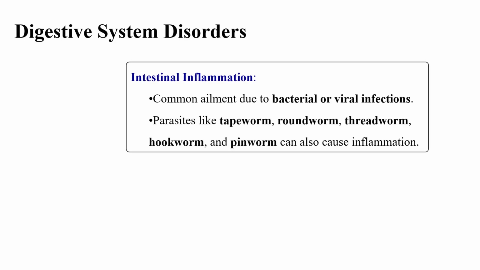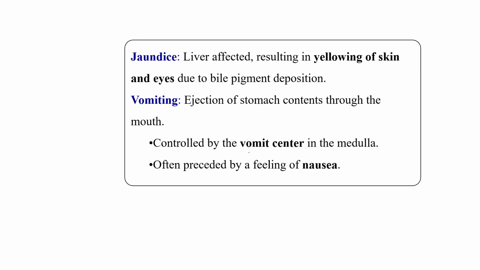Okay, so now some disorders related to the digestive system. The first one is intestinal inflammation. It is very common because of bacterial and viral infection. Some parasites like tapeworm, roundworm, threadworm, hookworm and pinworm also cause inflammation of our intestine. Another disorder is jaundice, in which the liver is affected, resulting in yellowing of the skin and eyes because of bile pigment deposition.